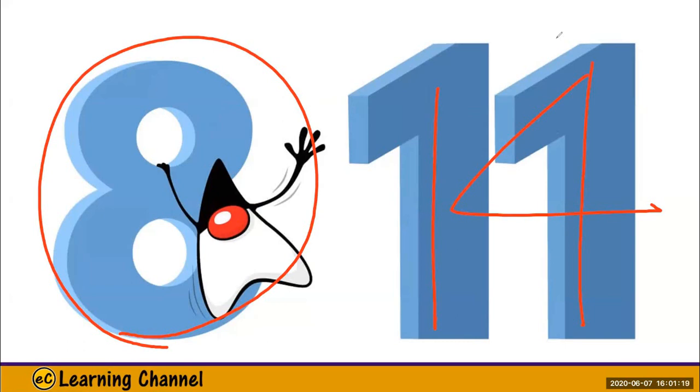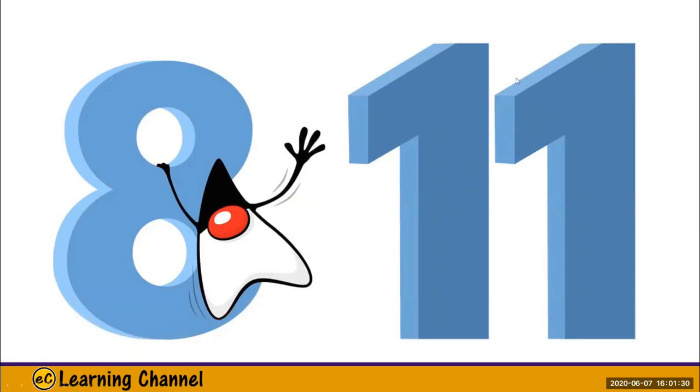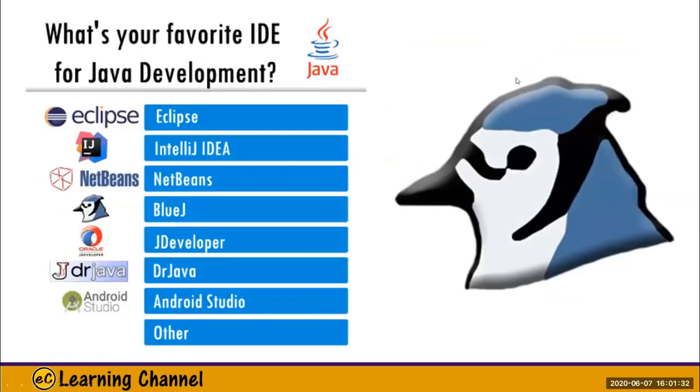The reason why Java 9, 10, 11 don't become popular is because they add a lot of new features and people are not really using them. You know what I'm saying? So the AP test is still up to Java 8, okay?